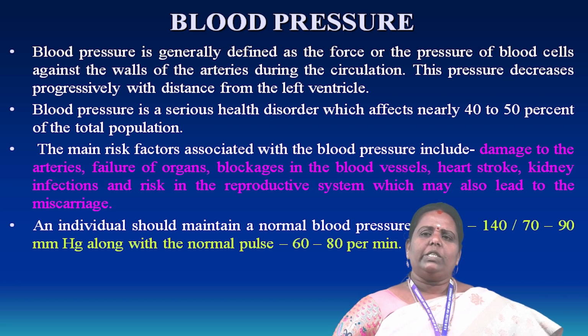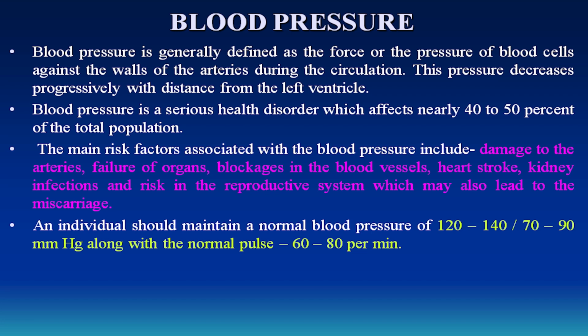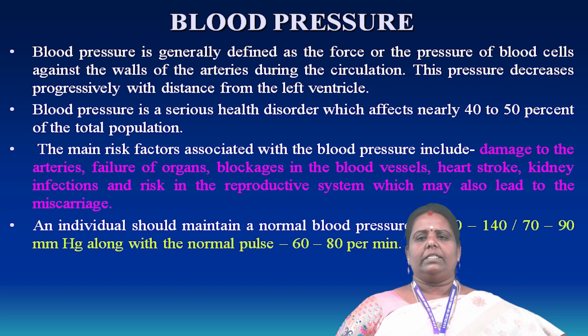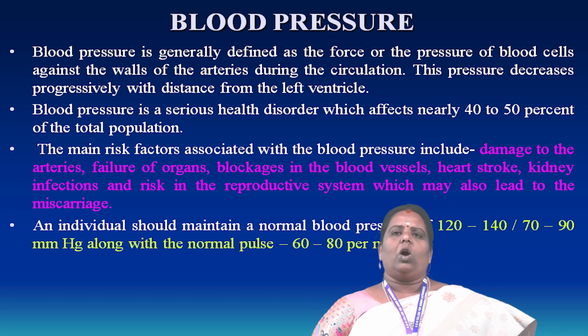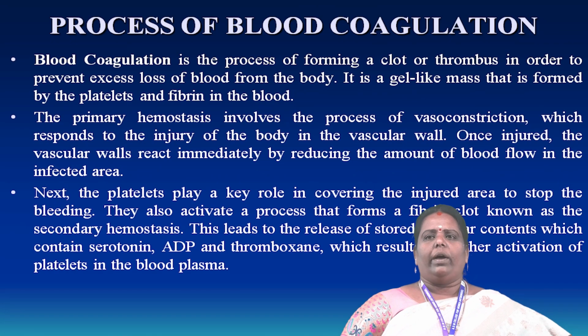An individual should maintain normal blood pressure in the body, around 120 to 140 by 70 to 90 mmHg. 120 by 70 is a normal blood pressure in humans. These are called the systole and diastole. Another topic is blood coagulation.